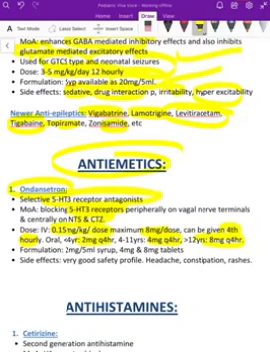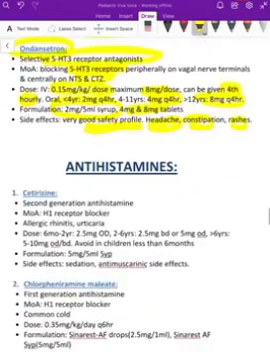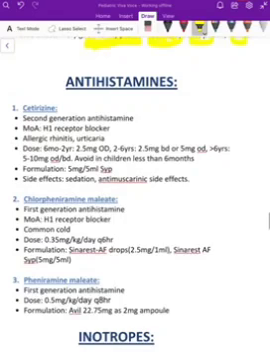It is usually available as 2 mg per 5 ml syrup, and it is as well available as 4 and 8 mg tablets. Side effects: it usually has a very good safety profile. So it causes some minimal side effects like headache, constipation, rashes, etc. Next, coming to the antihistamines that are used.